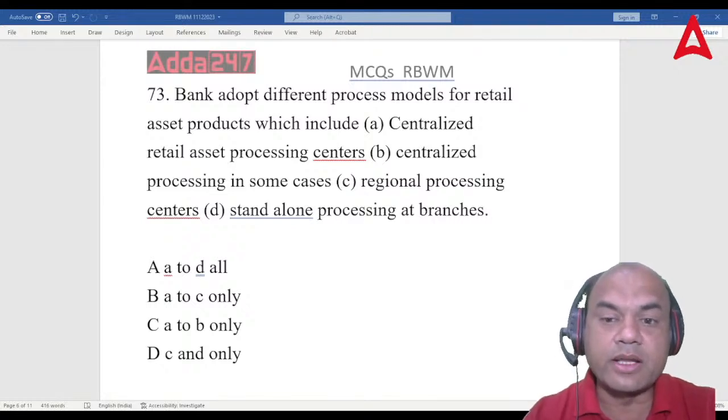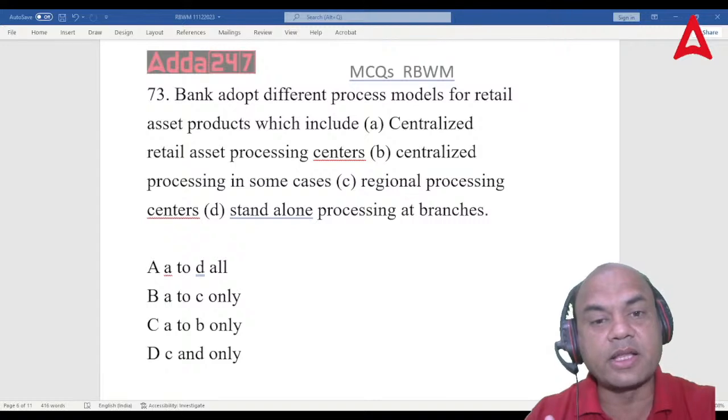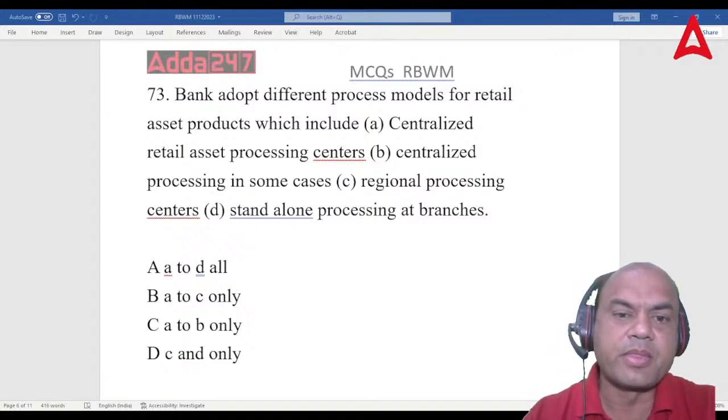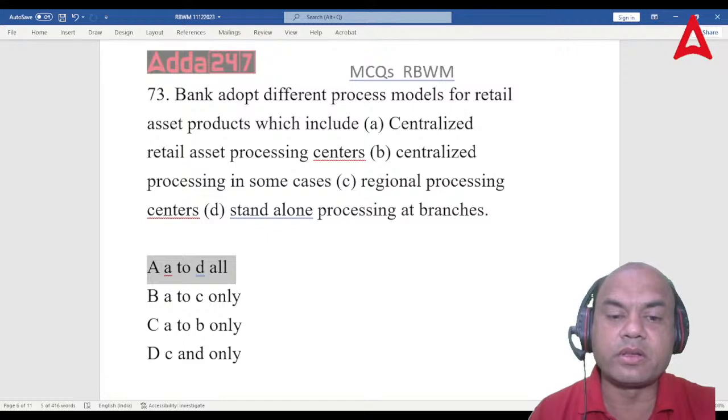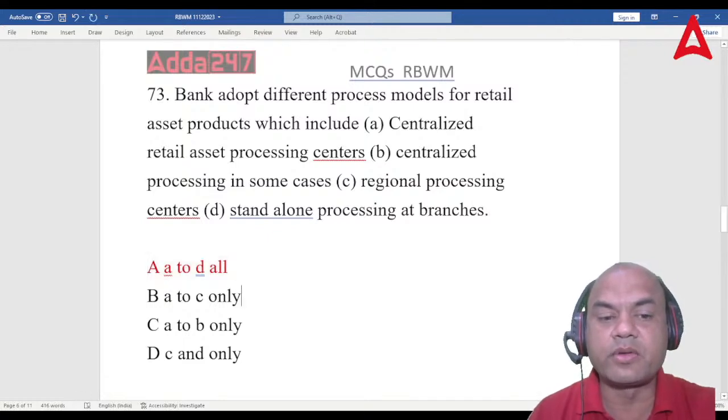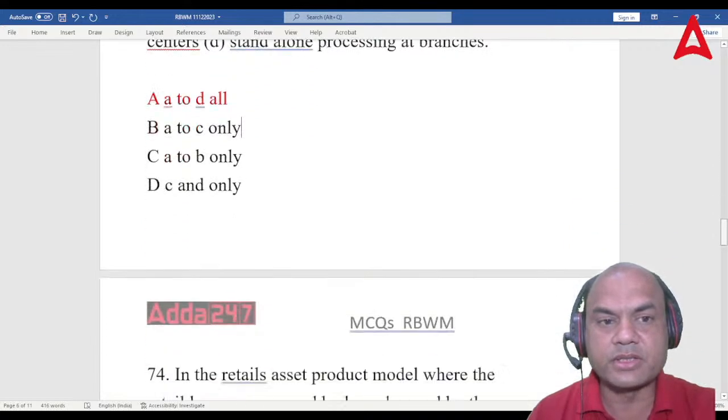Sometimes there is only retail asset, sometimes centralized is done for all the products. Nowadays all the products are centralized, almost, right? Banking products, retail processing centers and standalone. So the answer is A to D, all of them. Okay, got it? Next one.